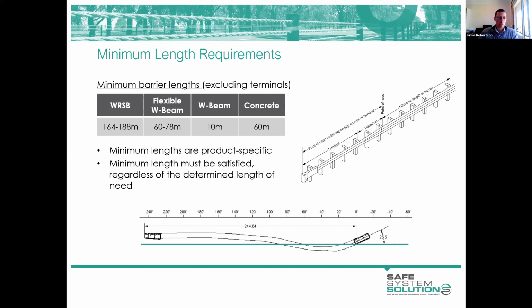If our speeds are not particularly great, if they're not in the order of 100 k's per hour as per the crash tested requirements, providing a lesser length might not be an issue. So all of these lengths are based on the crash tested configuration, 100 k's, 25-degree impact angle. So if you can demonstrate that your impact conditions aren't likely to be that severe, you may well justify not providing these lengths.